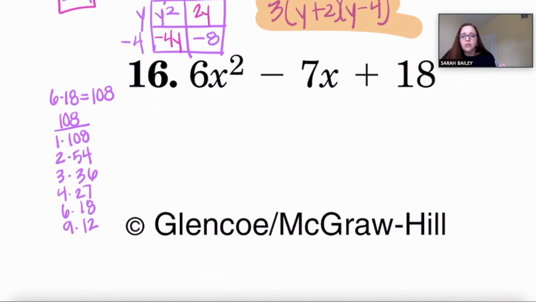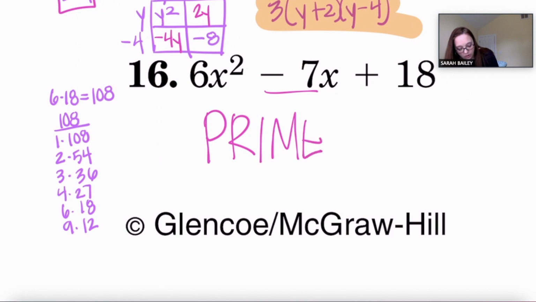Okay. So then I'm looking for the pair that would make a -7. Well, 12 and 9, 12 minus 9, that's not going to work. And 6 and 18 doesn't work either, does it? 18 minus 6, no. There's no way I'm going to get a -7, is there? There's no way. So this can't be factored. This is prime. So there's an example of a prime, okay?